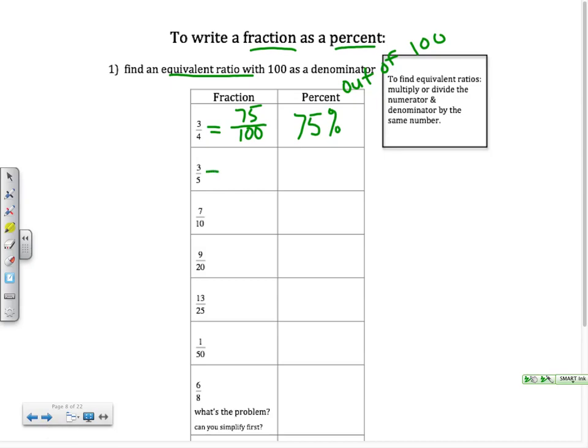Let's look at the next fraction. 5 is my denominator. I know I can change that to 100. 5 times 20 is 100. 3 times 20 is 60. Anything out of 100 is the percent. So 3/5 is the same as 60%.